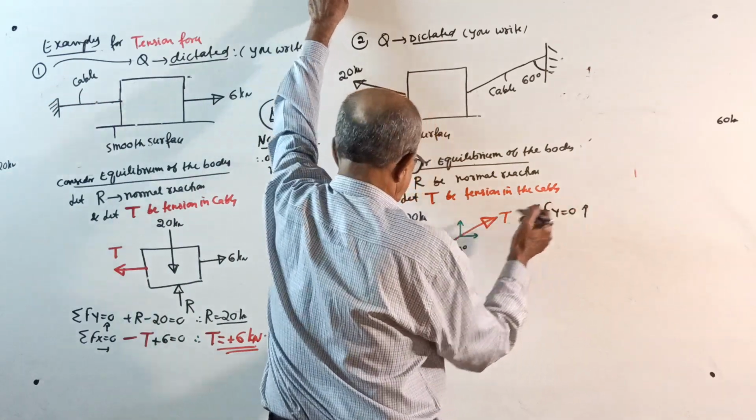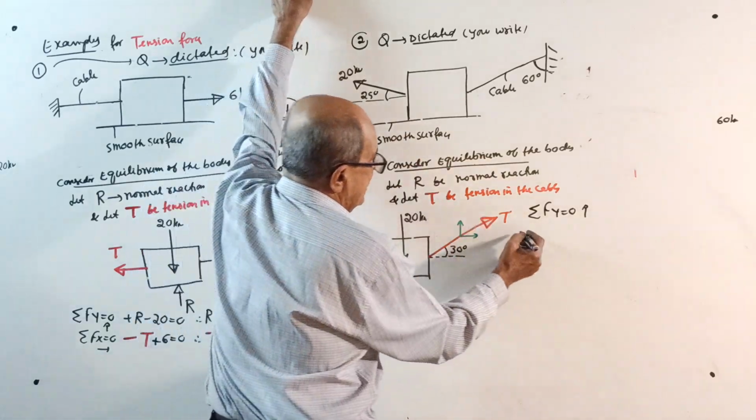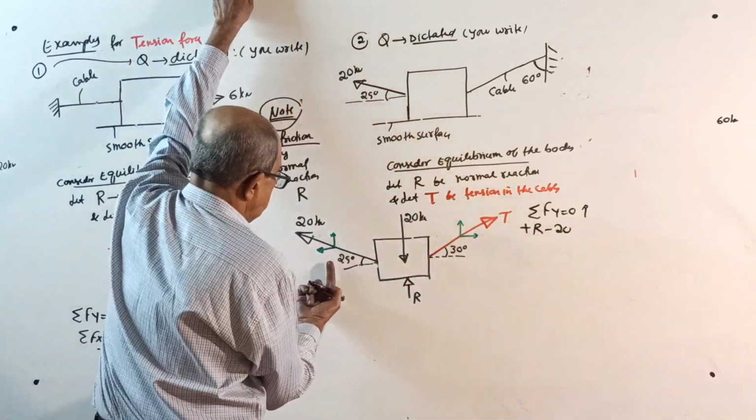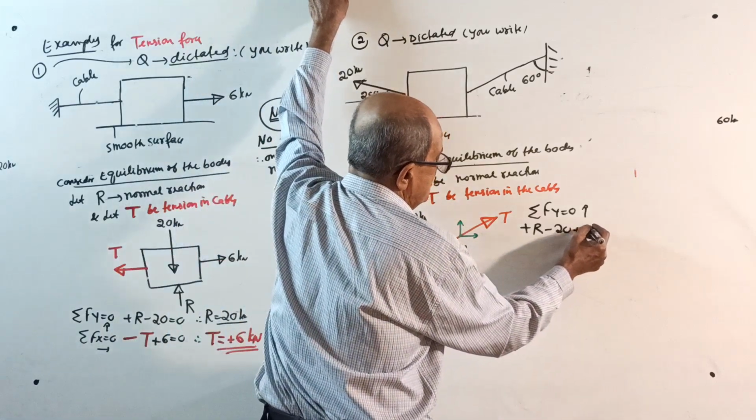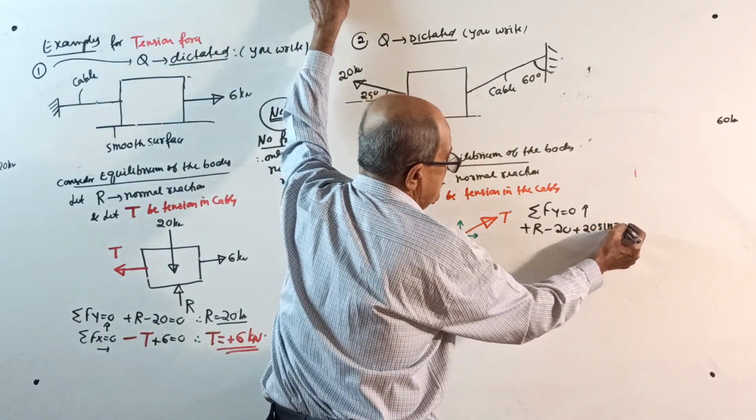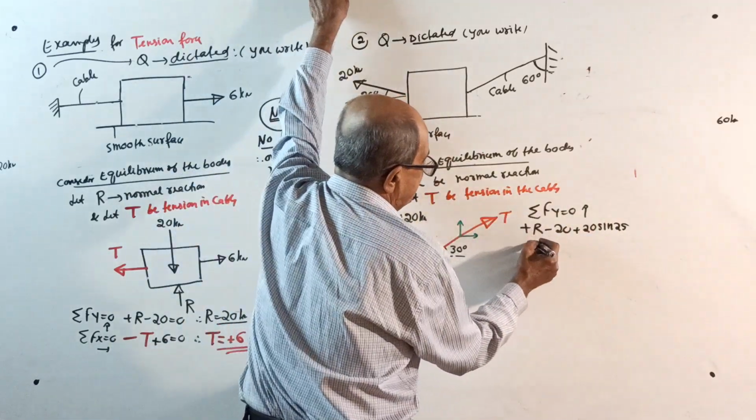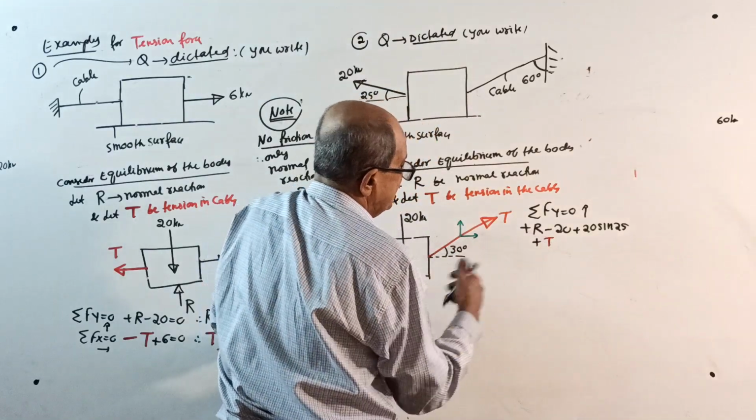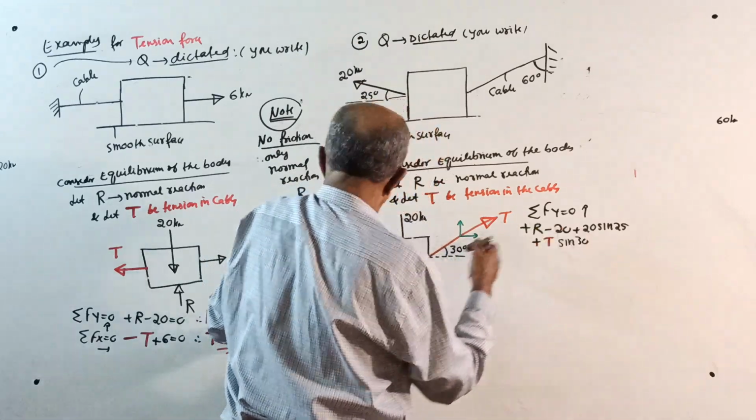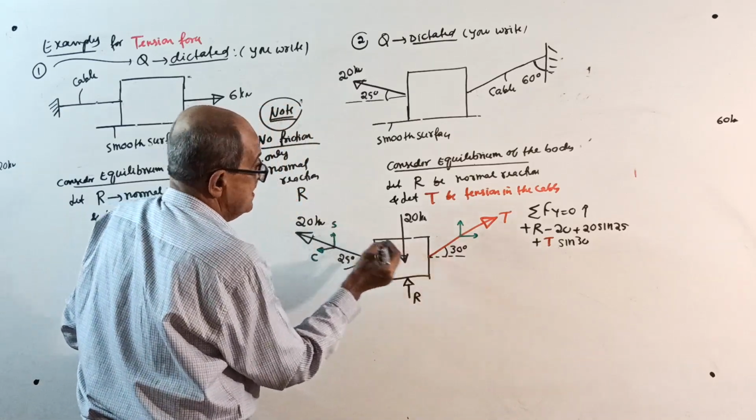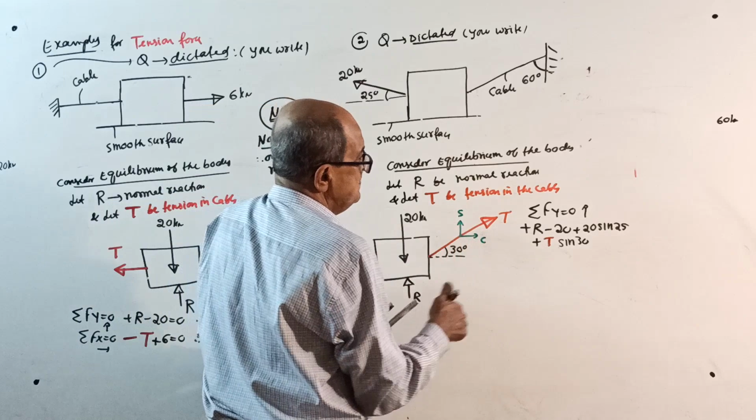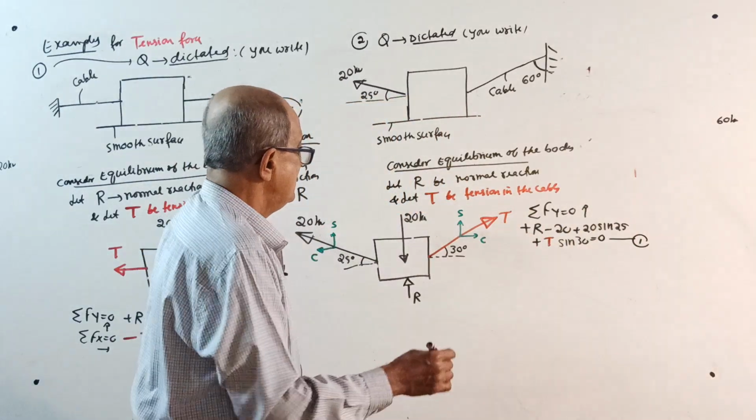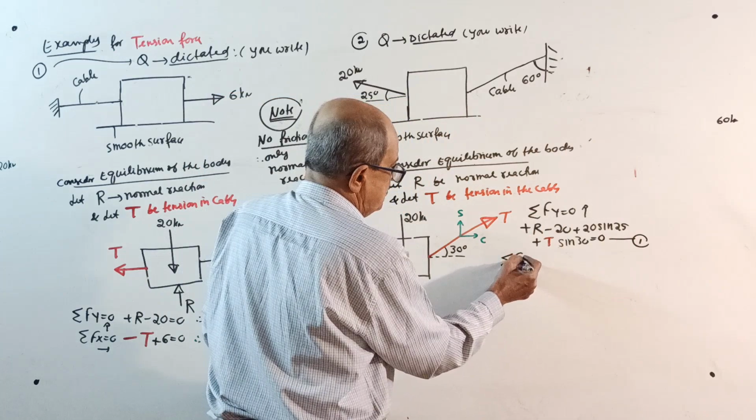Okay, here, sigma Fy = 0. Take upward positive. See, plus R minus 20, then plus 20 sine 25, then plus T sine 30. Remember, this is cos, this is sine. T sine 30 equal to 0. You call it equation number 1. Don't simplify, not required.